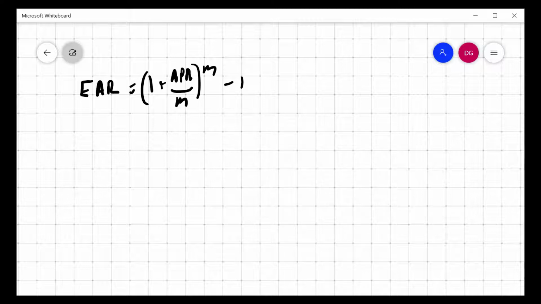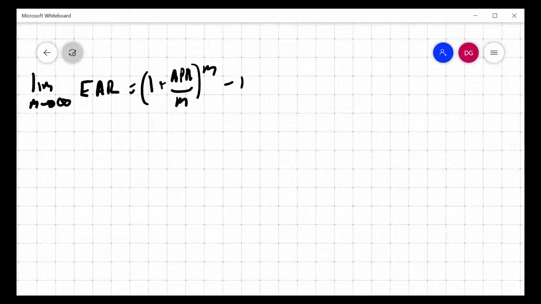When m is 1, well, this is obviously just the APR. And when it's 2, I take half the APR, square it. When it's 4, I take a quarter of the APR and take it to the 4th power and so on. Well, what happens if m gets really, really, really big? In fact, what is the limit as m goes to infinity? What does this turn into?